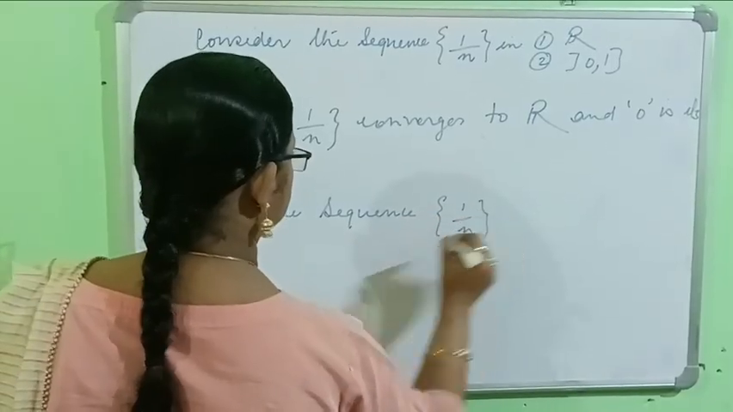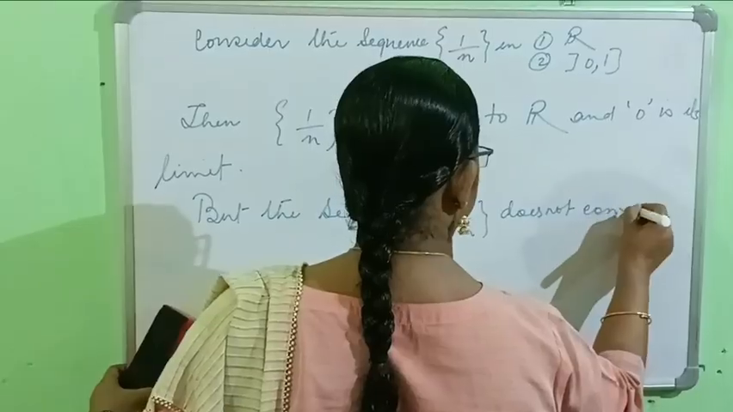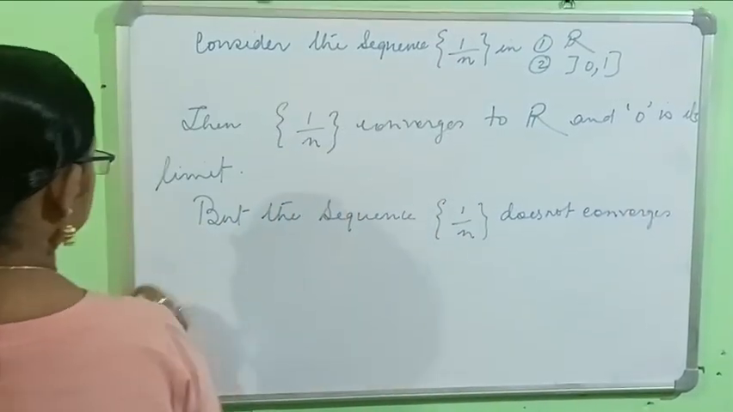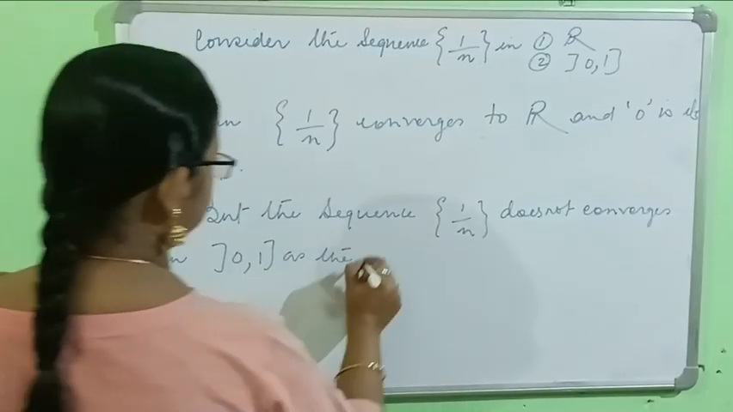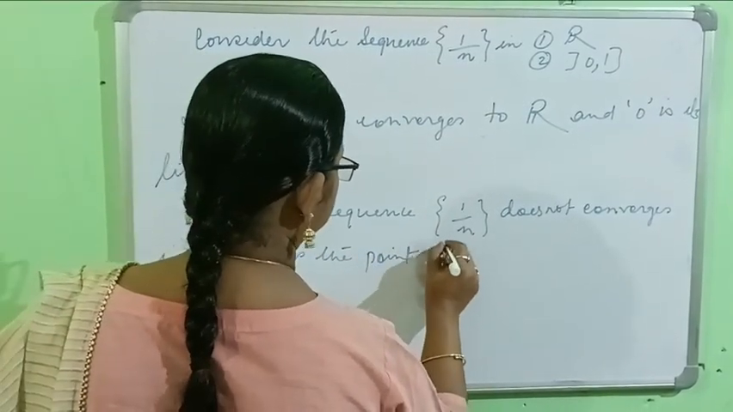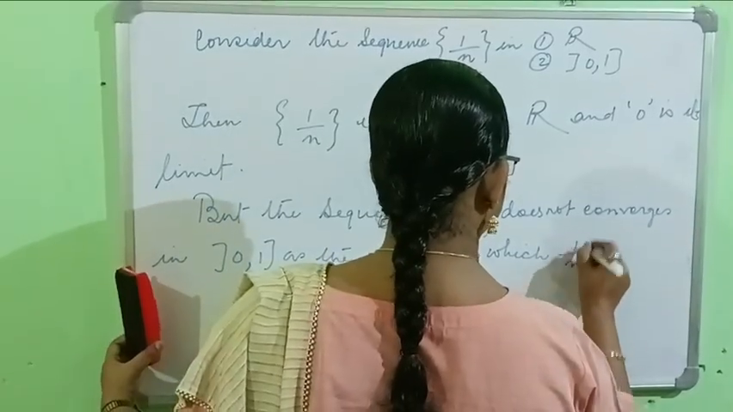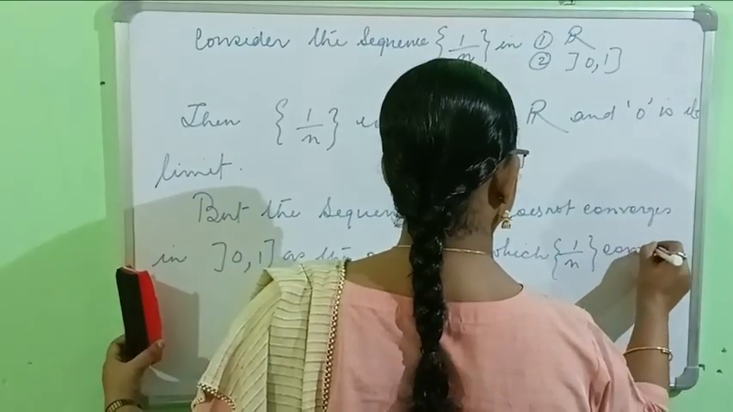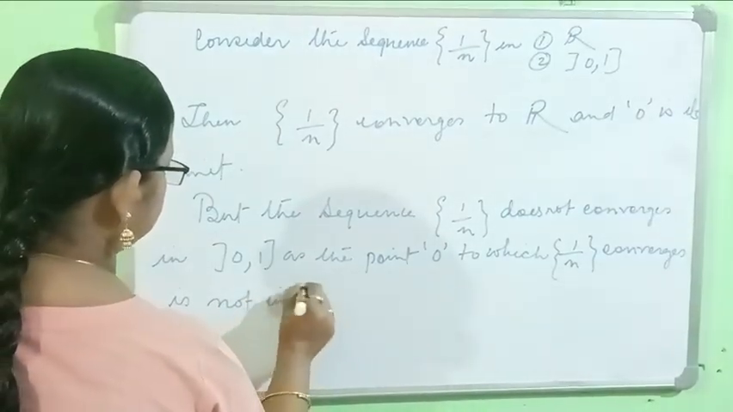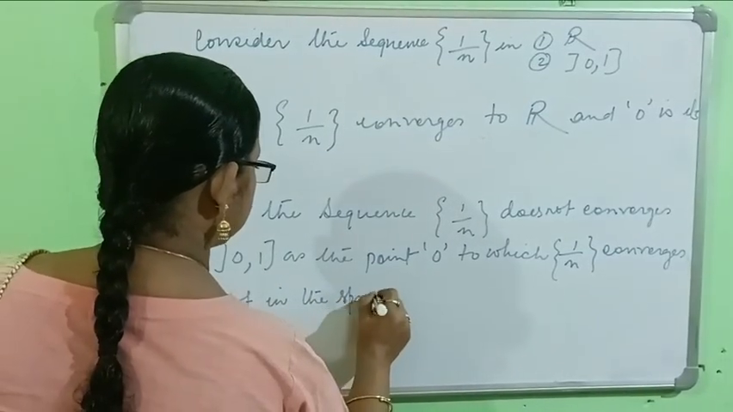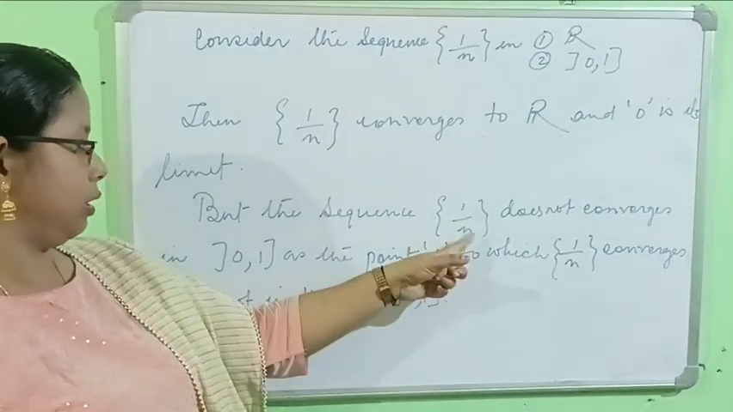1 by n does not converge in (0, 1], as the point 0 to which 1 by n converges is not in the space (0, 1]. Else, 0 does not belong to this space, so this sequence does not converge.